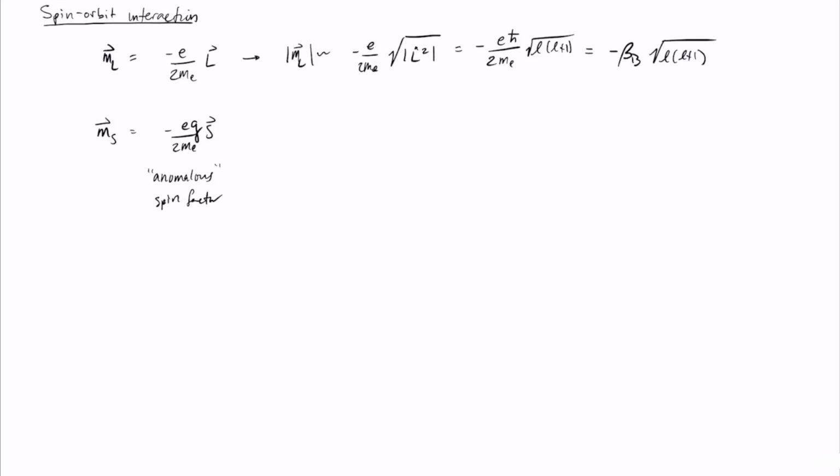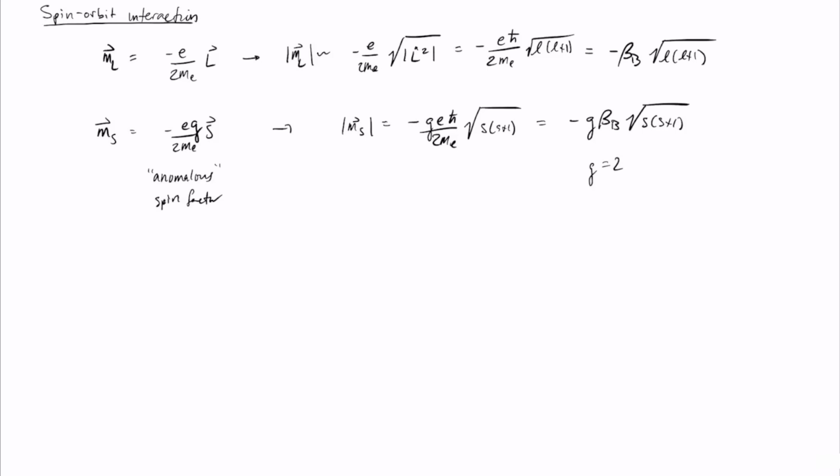Right, and now if we use this definition, then this gives us a similar definition for a magnitude. We'll use m s magnitude, which would be equal to minus g e h bar over 2me times the square root of s times s plus 1. Or in other words, minus g times beta b, the Bohr magneton, times the square root of s times s plus 1. And experimentally, you would end up showing that g ends up having a value of 2. And this is also a result that comes straight out of Dirac's theory.